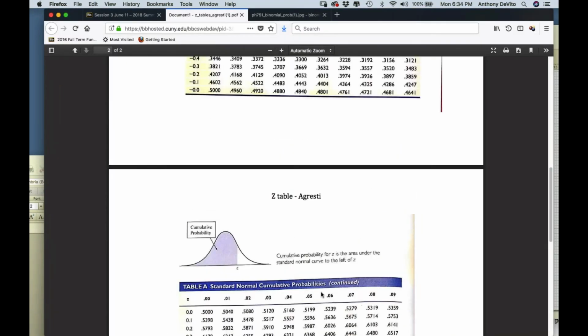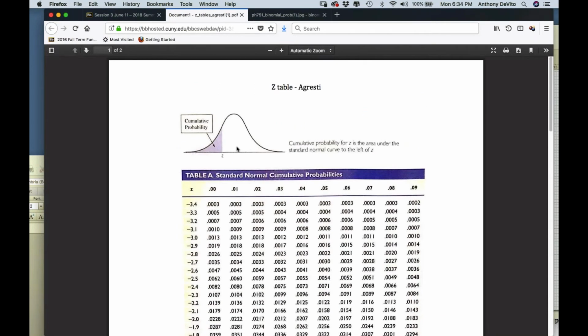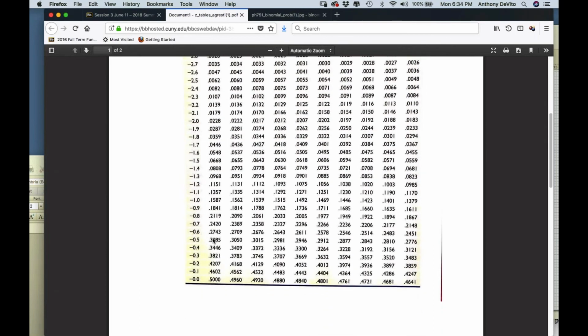So let's look at the negative z-scores. It's going to be this table, right? And we already know it's going to be less than 50% because it's going to be below the mean. So I'm going to look for -0.05. Here we go, -0.05. But notice there's a lot of numbers here, right? And what happens here is that very frequently we're not going to have a single decimal place for a z-score. We might have a z-score of -0.52, -0.59, and so on and so forth.